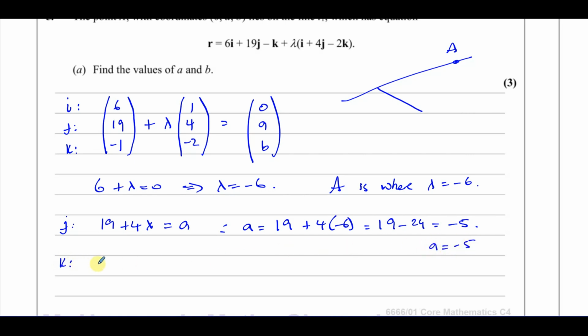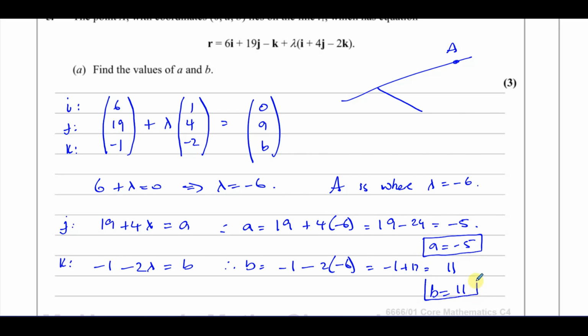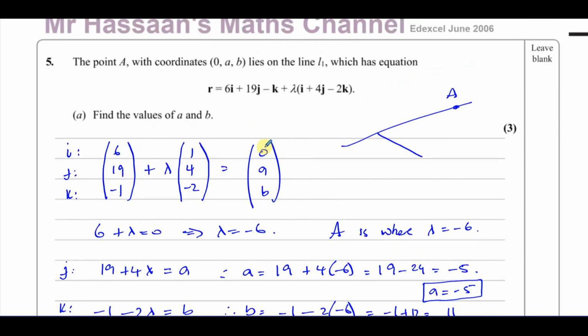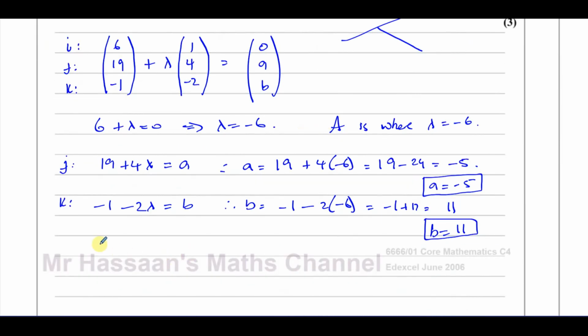And for the k component, I'm going to have -1 - 2λ = b. So therefore b = -1 - 2 times -6, which is -1 + 12, which is 11. So b is equal to 11. So we have our value of a, and we have our value of b. Okay, so that's the point A. We can write down, if you want to, that the point A therefore has coordinates (0, -5, 11).